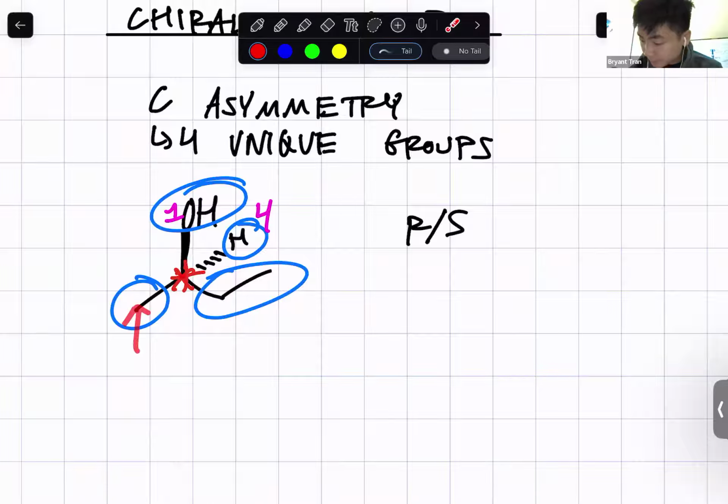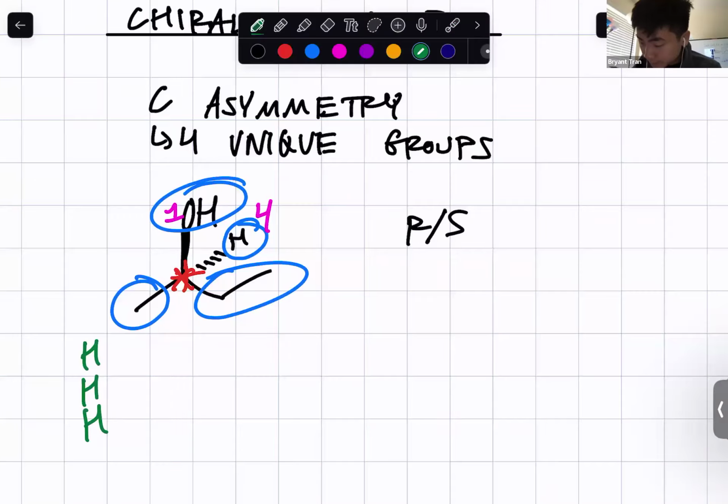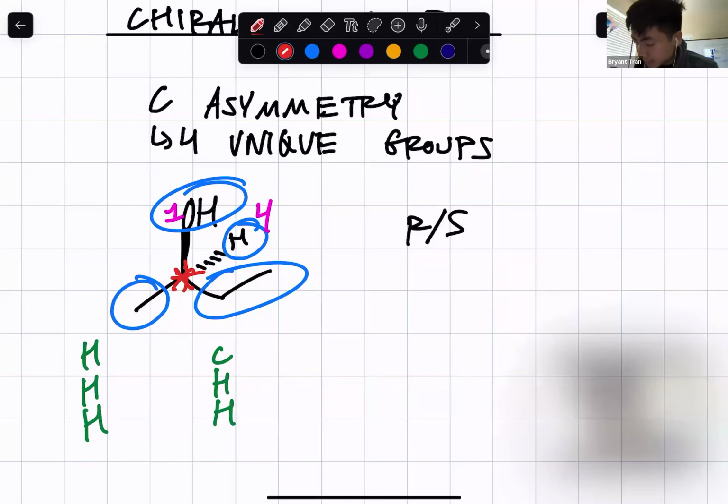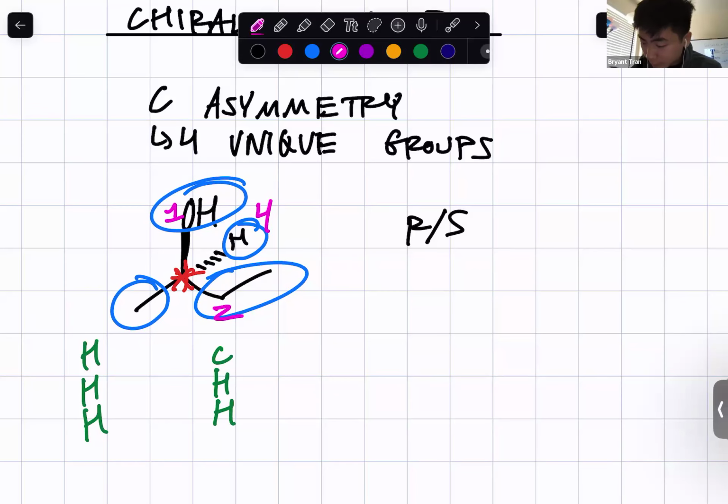So if you look at this carbon right here, notice how that carbon is attached to three hydrogens, one, two, three. You could draw that out right here, three hydrogens, whereas this carbon here is attached to one carbon and two hydrogens. When you think of it like that, the carbon has a higher priority than the hydrogen does. So that's why this carbon here would take priority number two. This would take priority number three, like that.